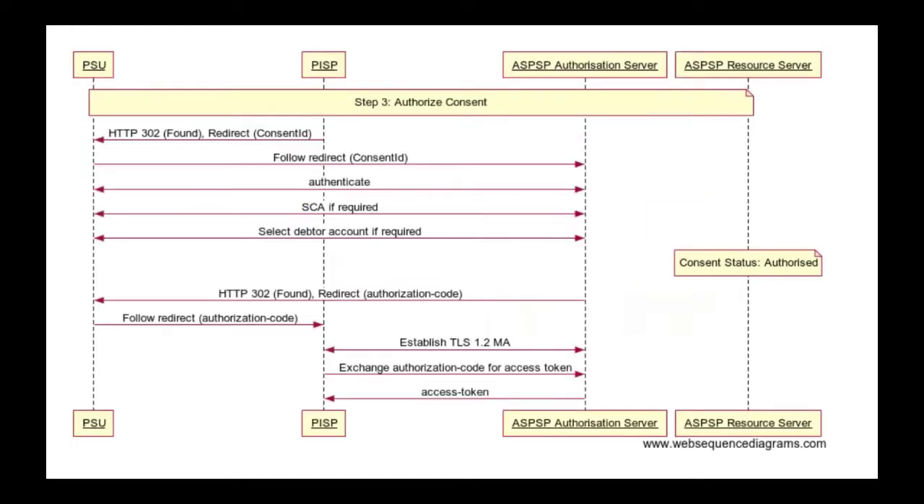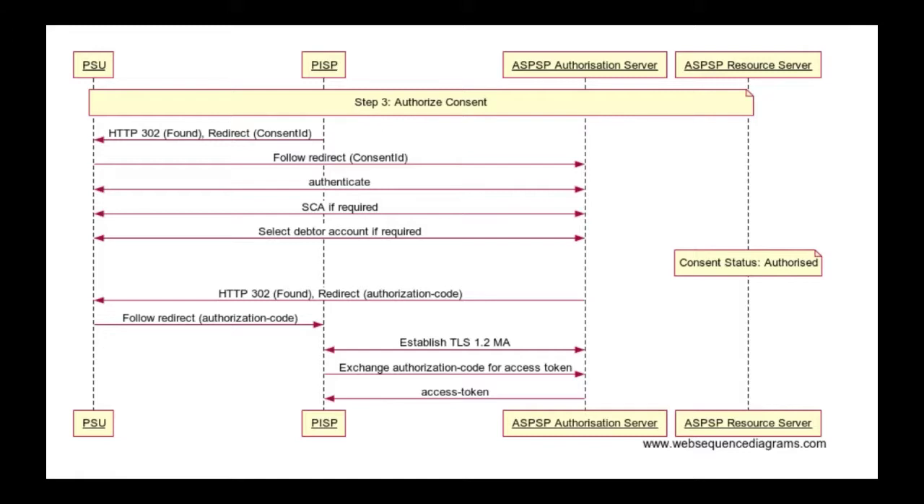So now in the next step, the PISP has to run the PSU through the authentication flow. For this, the specs describe two approaches. One is the redirect flow, and the other one is the decoupled flow. But in the WSO2 Financial Open Banking solution, we support only the redirection flow.